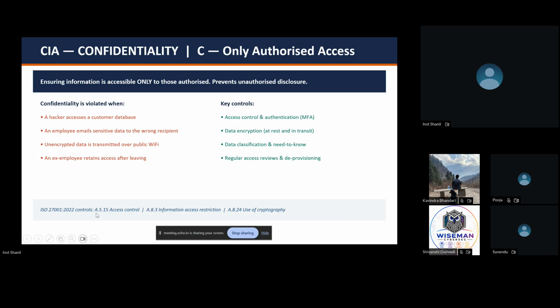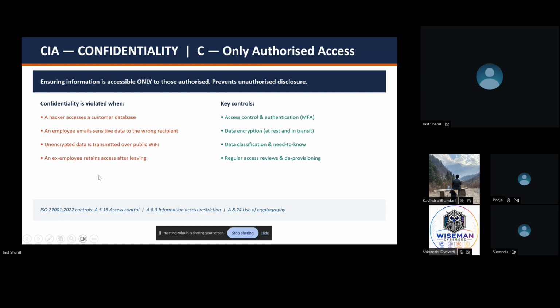These are the specific control clauses where these controls are listed in the ISO standards: A 5.15, A 8.3, and A 8.24. While discussing the controls and annexures, we'll be studying it directly from the ISO bare standard. That will be helpful in appearing for the exam because it's an open book exam. You can take the standard with you and you can easily collect information from there and provide answers.